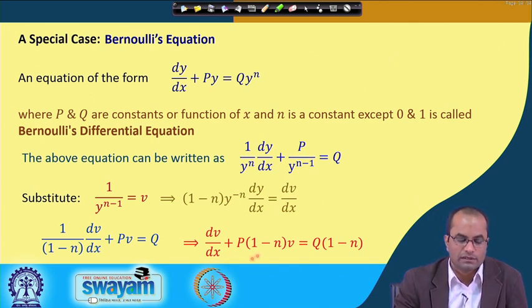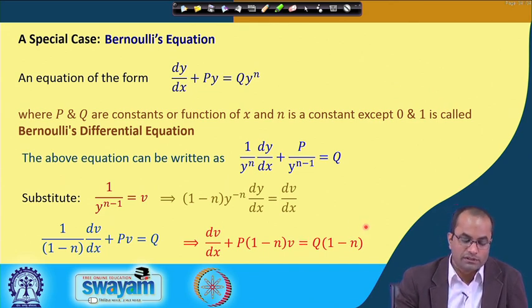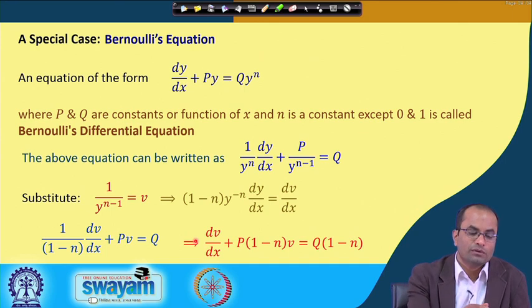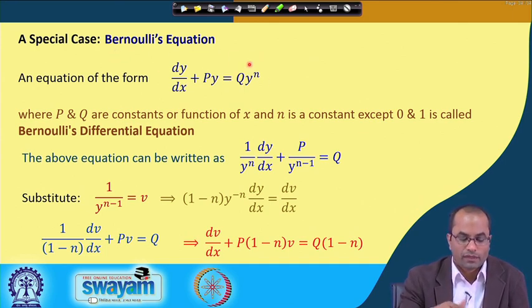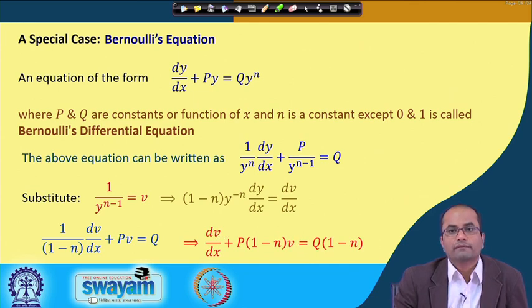So, this is the standard form of the linear equation in v, because we have dv over dx term here and we have v here together with this 1 minus n, which is a constant, and this p could be a function of x, and then the right hand side is a function of x multiplied by this 1 minus n. So, this is the linear equation in v. So, this Bernoulli's equation we can convert by such a substitution to the linear equation in another variable v, and then we know how to solve a linear equation.